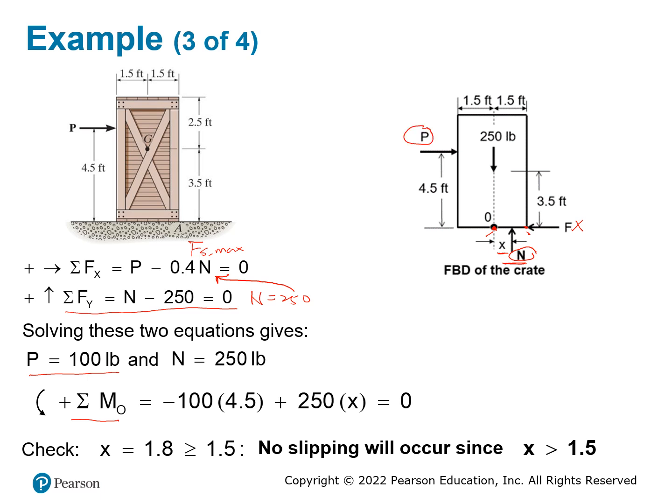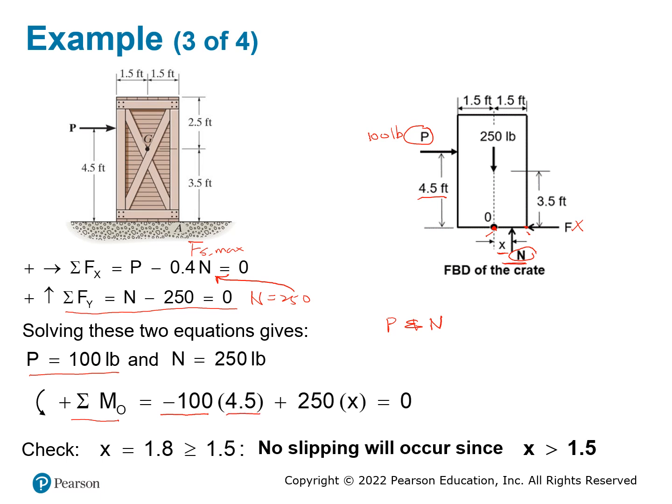So you have both the P and N that will cause the moment. How much moment is caused by the P? Well, it's going to be 100 pounds, and it's going to be turned clockwise, and clockwise will make it negative. And the lever arm is going to be 4.5, and that's 4.5 multiplied here.